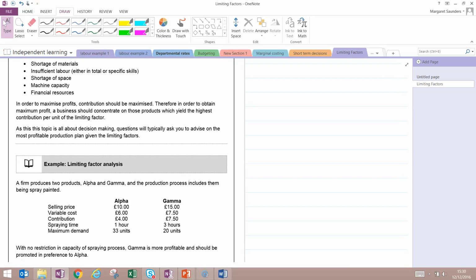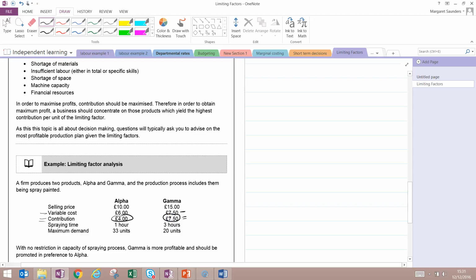So we'll have a look at an example. We have a firm producing two products, the alpha and the gamma, and the production process includes them being spray painted. If we look at the alpha, we're selling it for £10. It has a variable cost of £6. So the selling price minus the variable cost equals contribution. So we get £4 contribution from the alpha. Selling price minus the variable cost for the gamma equals contribution of £7.50.